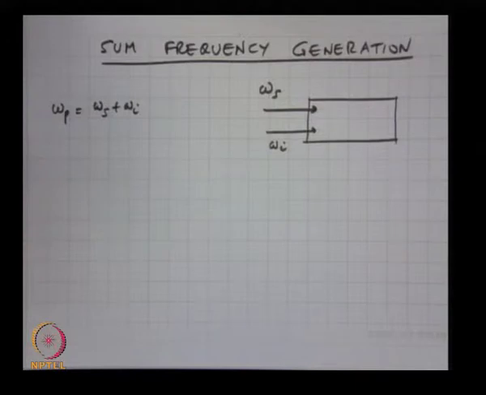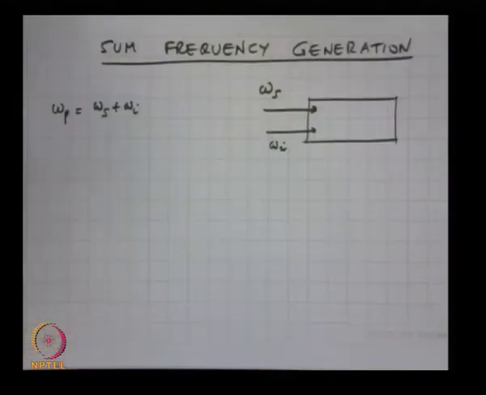I have three equations, one for omega p, one for omega s, one for omega i. Remember in difference frequency generation, we had omega p and omega s coming in, and I assumed omega p is a strong, intense light beam and omega s is weak. So I amplify omega s and I generate omega i. Here, I want to do sum frequency generation. So one of these beams has to be high power. Let me assume that to be omega s, and omega i is a weak beam.